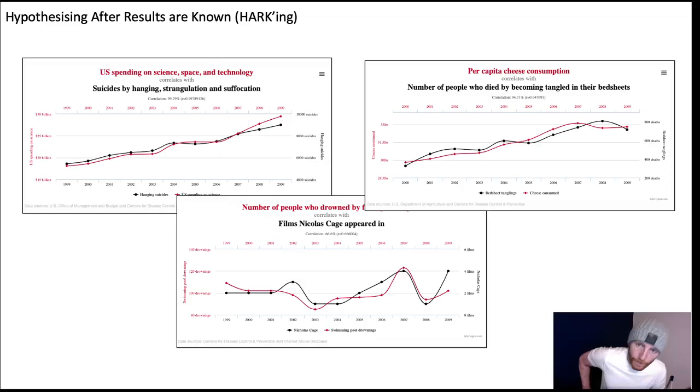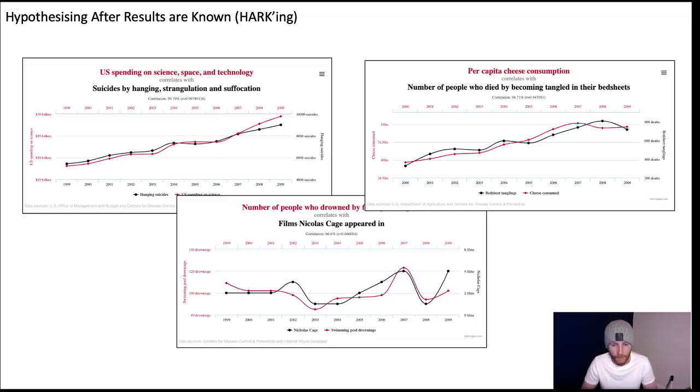So I've got a few examples on the board. I'm just going to focus on one. Did you know, for example, this is true data, the amount of cheese consumption in America correlates with the number of people who died by becoming tangled in their bed sheets. Now you know that's a true fact in the world.